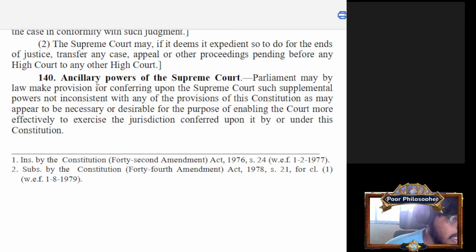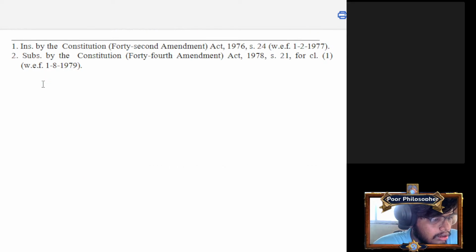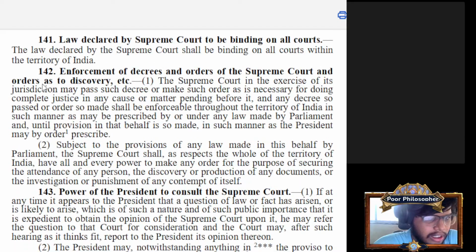Article 140, ancillary powers of the Supreme Court. Parliament may by law make provision for conferring upon the Supreme Court such supplemental powers, not inconsistent with any of the provisions of the Constitution, as may appear to be necessary or desirable for the purpose of enabling the court more effectively to exercise the jurisdiction conferred upon it by or under this Constitution. Okay, so yeah, it is very unimportant, I guess.